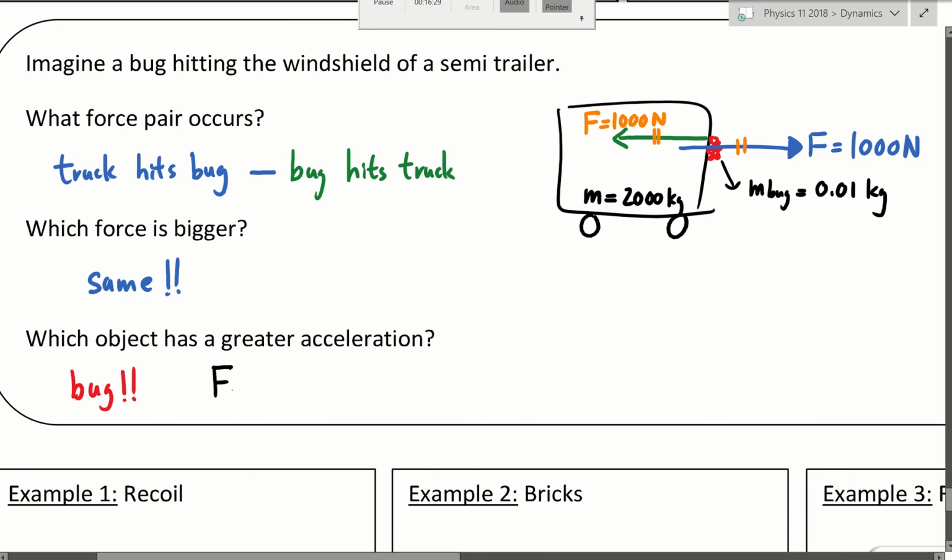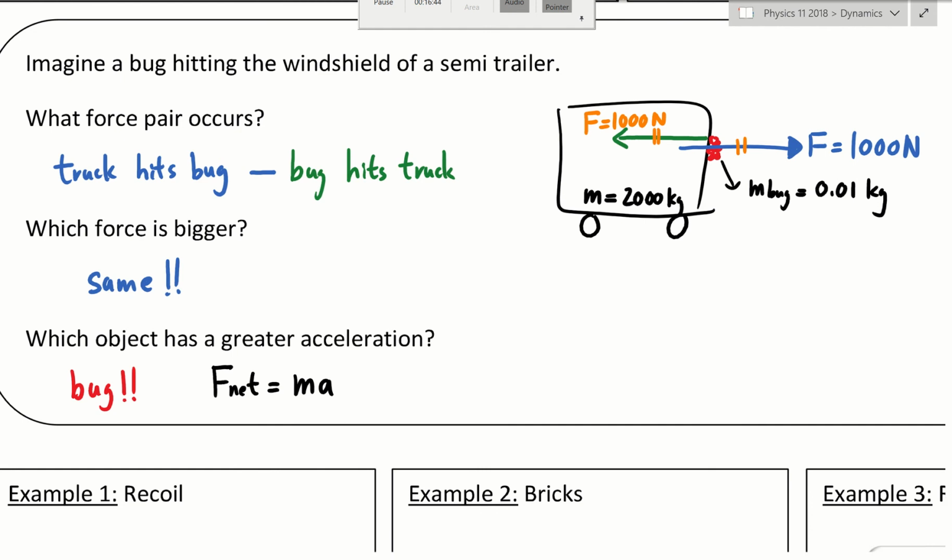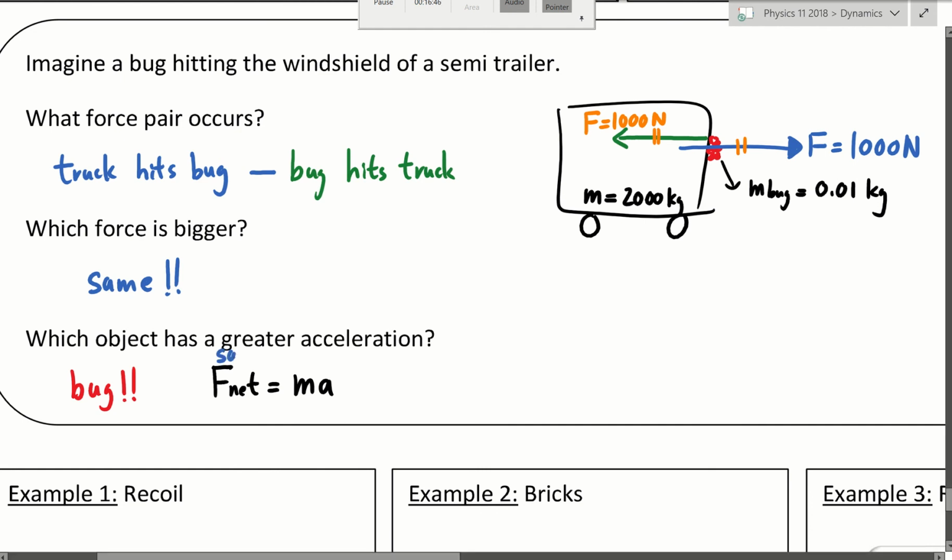Now, why would that be? Because you have to remember Newton's second law. So if there's a force on the object, so there is a force on the bug right now because the truck hits it. There is a force on the truck right now because the bug hits it, right? So F equals ma, right? So if the force on both objects is the same, but the mass of one of the objects is very big, then the acceleration must be very small.